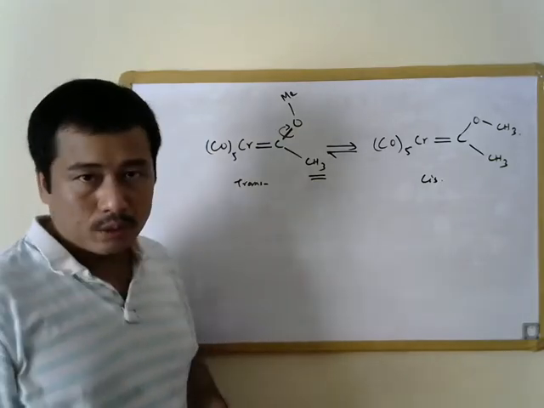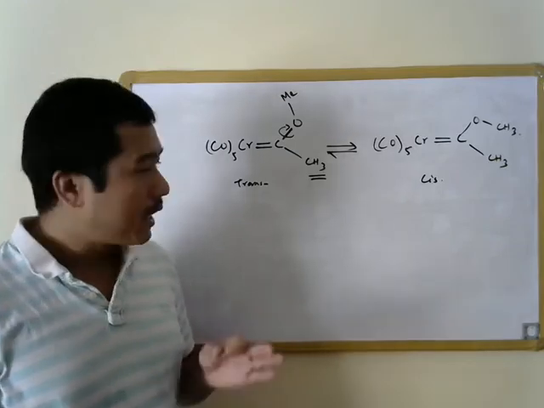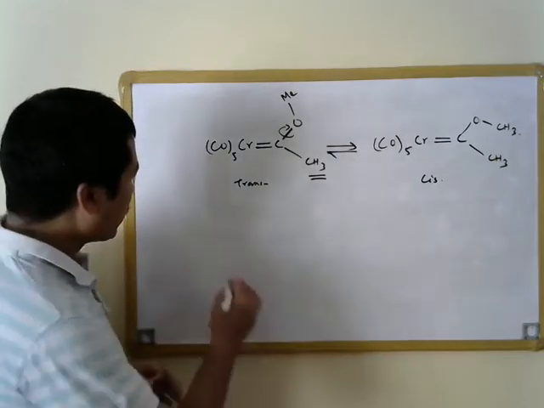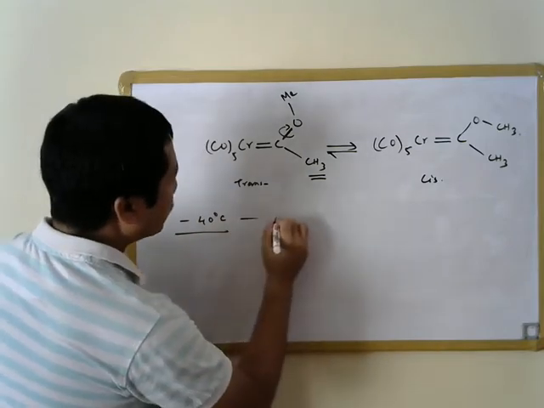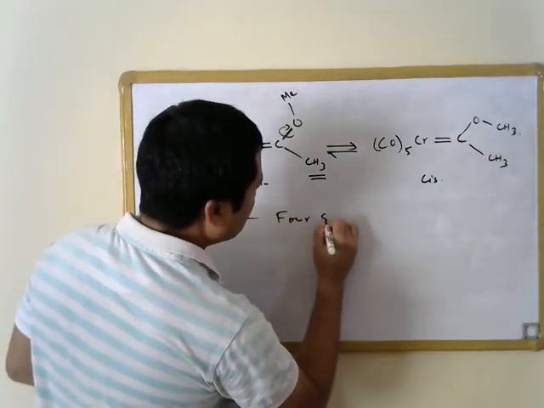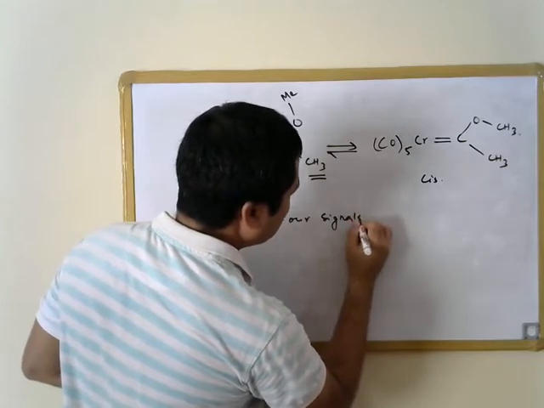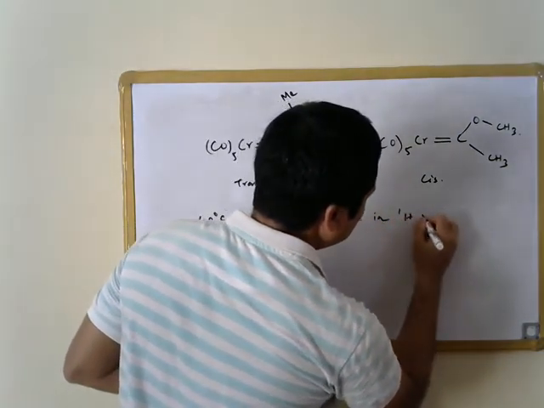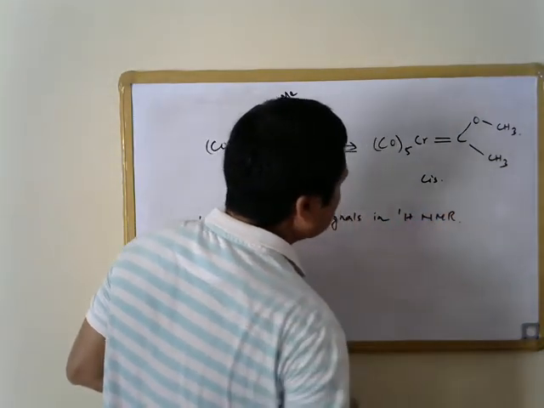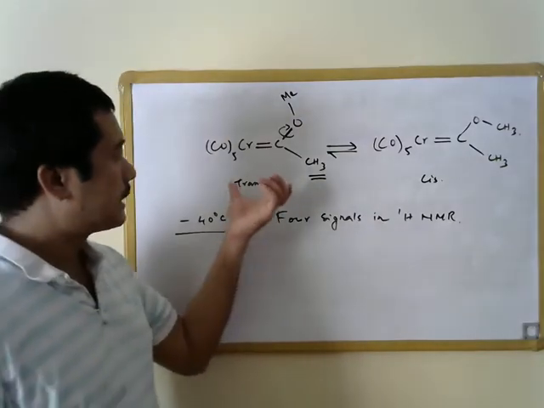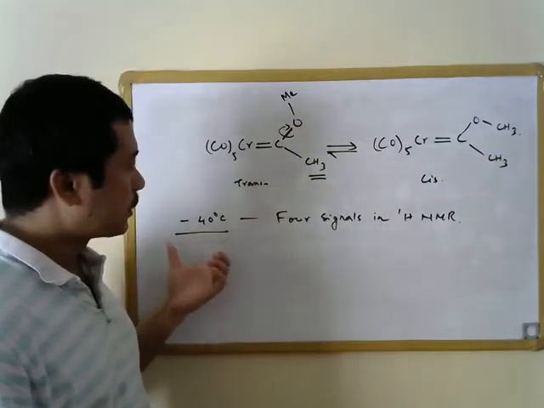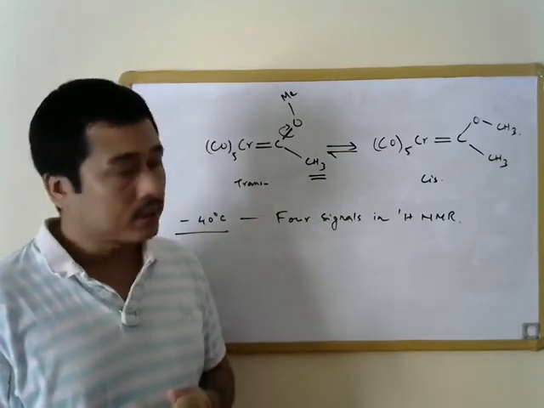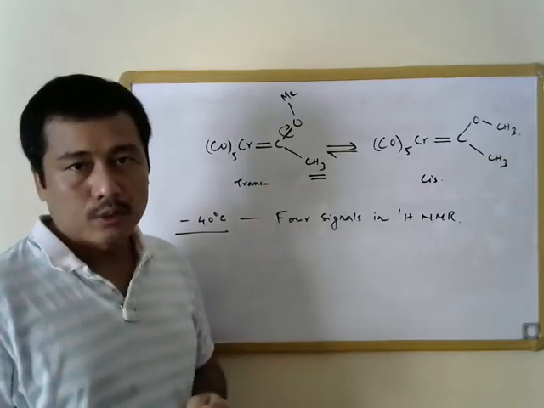But as you dissolve the compound in solution, and if you record NMR spectra at minus 40 degrees Celsius, you will see there are 4 signals. So this essentially tells us that both the cis and trans isomers are present at minus 40 degrees Celsius in solution, because only then can you have 4 signals.